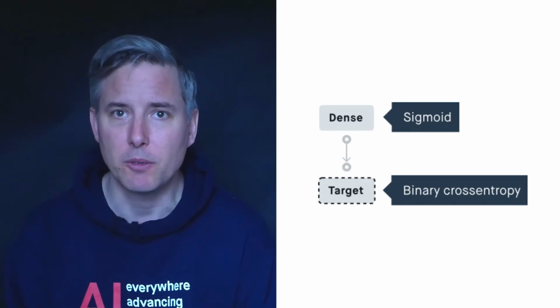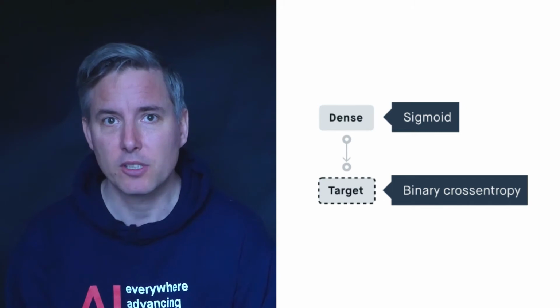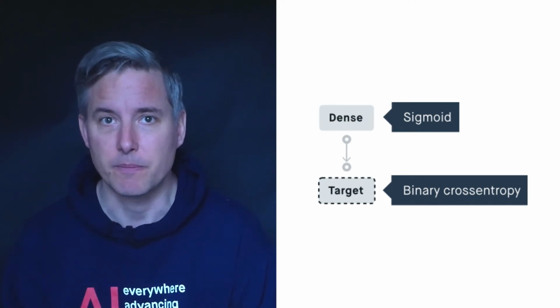On the Peltarion Platform, you set the loss function in the target block. Remember that the block before the target block must use sigmoid as activation function.